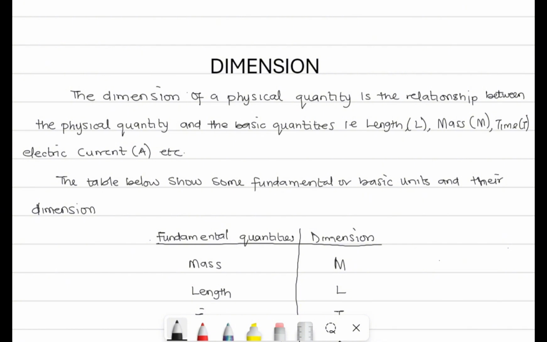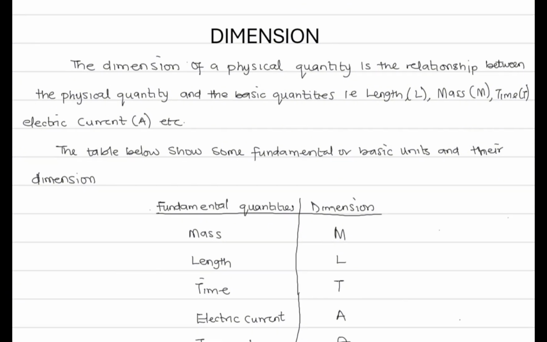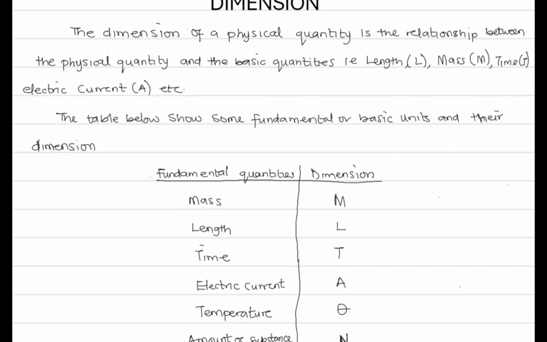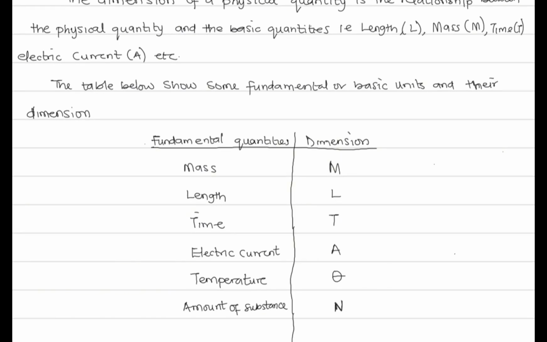The table below gives us some of the dimensions we have. Here are some of the fundamental quantities and their dimensions. We have mass, the dimension is M. We have length, the dimension is L. We have time, the dimension is T. Electric current, the dimension is A. Temperature is theta. And amount of substance is N.